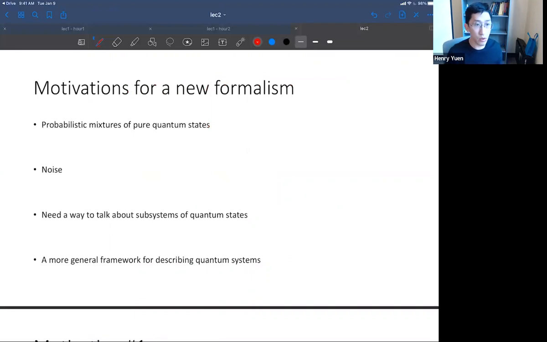Oftentimes we want to talk about noise, which is, in practical quantum computing, of course, very important, right? Noise is unavoidable, and it's always random. And so you want to talk about what happens if some noise affects the state of your quantum computer. And pure states are not going to cut it because you don't know exactly how the noise corrupted your quantum system.